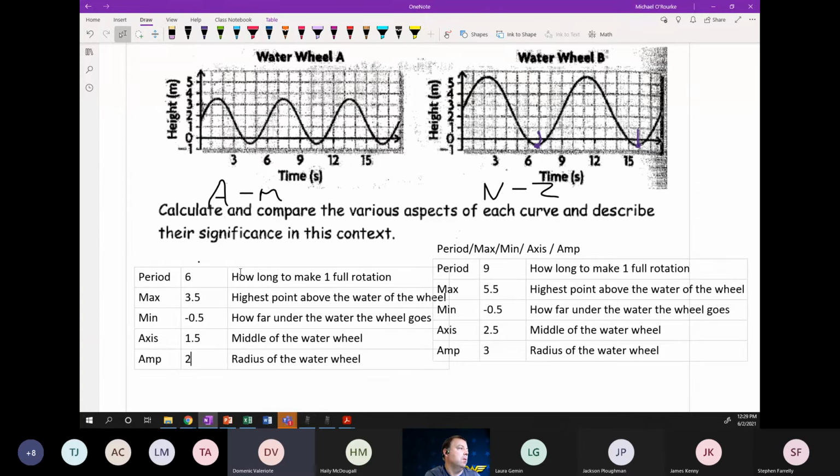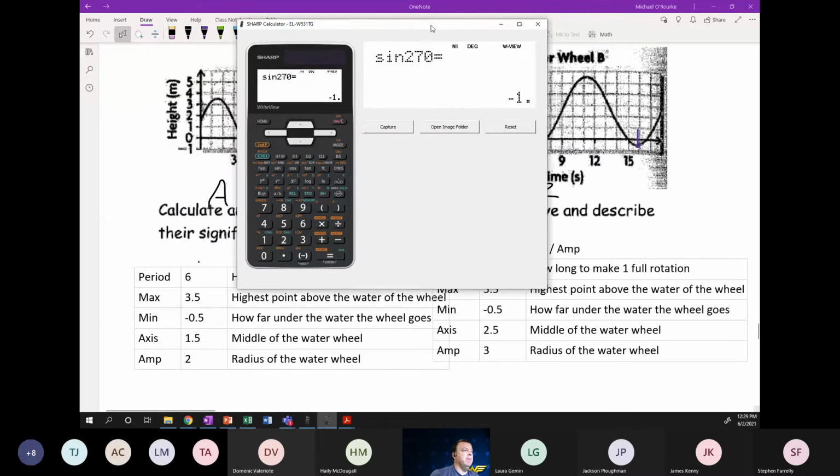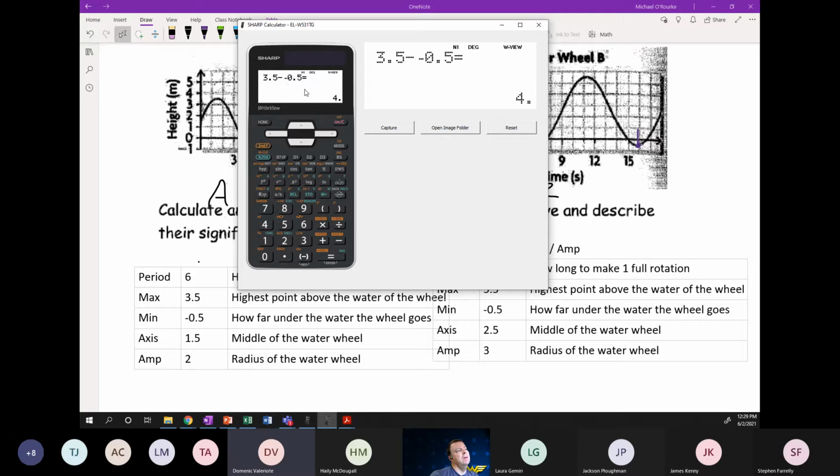Your amplitude? Yeah, what I did was 3.5 minus 0.5. And then, so that's 3. And then 3 divided by 2 is 1.5. So when you do that, you have to remember it's max minus min, so it's 3.5 minus negative 0.5, which will give you 4. Oh. Because a negative and negative become a positive. Oh, true. Actually adds together. Go ahead, Abigail.